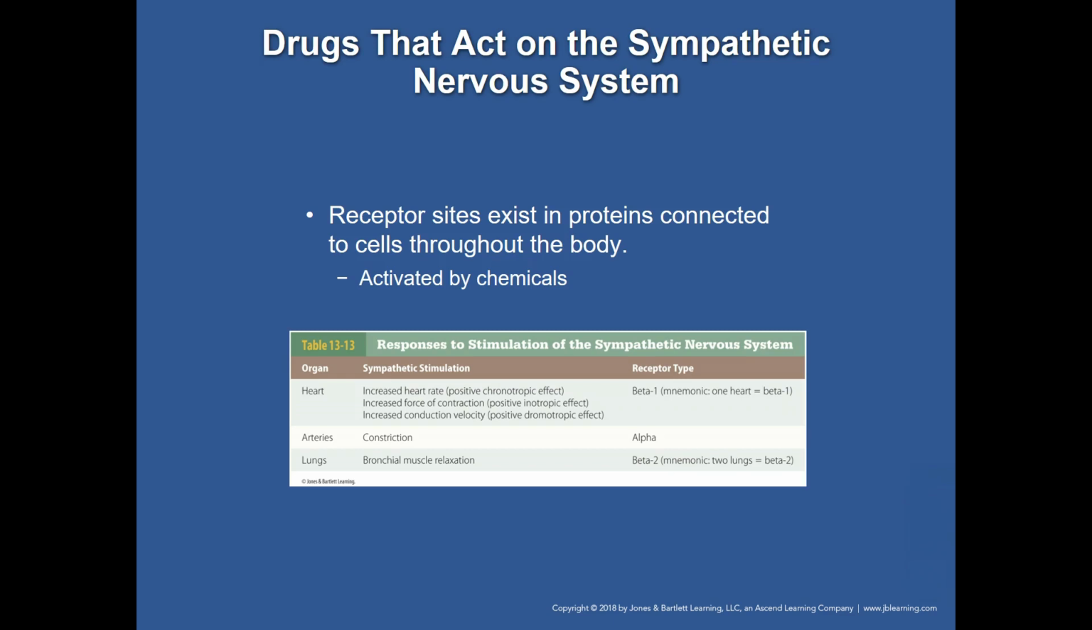So remember, we've got these receptor sites that exist in the form of proteins connected to cells throughout our body. Remember, these are activated by chemicals, acetylcholine, epinephrine, norepinephrine, all of those types of things. Remember the cholinergic, or the sympathetic side, that actually is affected, the neurotransmitters that affect the sympathetic side are the epinephrine, norepinephrine, and those types of drugs.